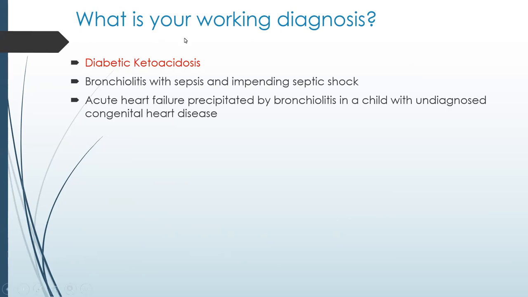Because of high blood sugar and this respiratory pattern, they started to treat as diabetic ketoacidosis. In our point of view, common thing is common, so we will at least think about bronchiolitis with sepsis or impending septic shock. But the most probable differential diagnosis is acute heart failure precipitated by bronchiolitis in a child with undiagnosed congenital heart disease.